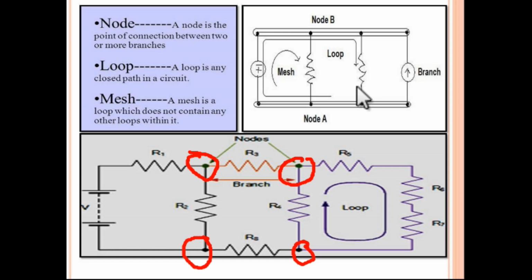And a loop is any closed path in the circuit. A loop can contain another loop inside, but a mesh cannot contain any loop within it. You can see this is a mesh, a single mesh. As you can see over here, a mesh is a loop which does not contain any other loop within it. So this is the term which will come, the mesh analysis, not the loop analysis. We will call it mesh analysis. So moving ahead.